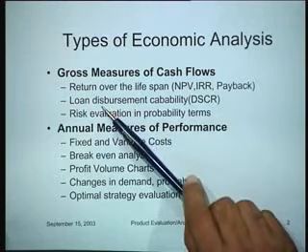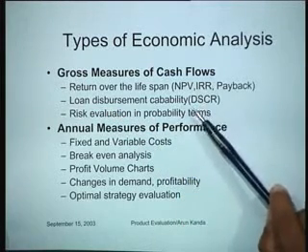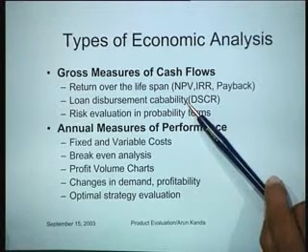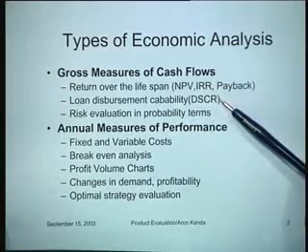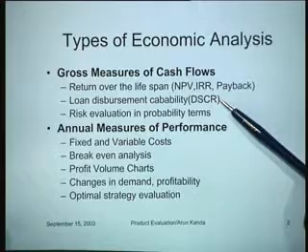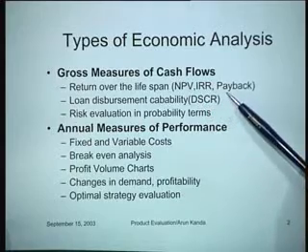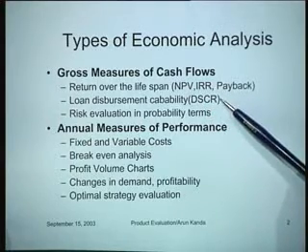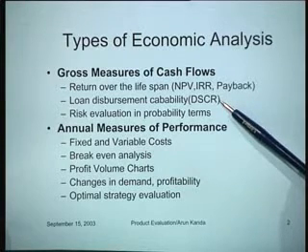Another important thing that can be done with the cash flow analysis is finding out the loan disbursement capability, which means essentially to find out whether the cash flows are adequate to return a particular loan. So financial institutions typically are interested in this kind of analysis, and a figure called the debt service coverage ratio is something which can be computed from the cash flows to determine what is the loan paying capability of a particular investment.